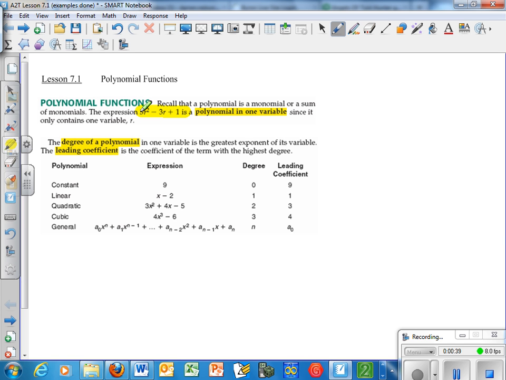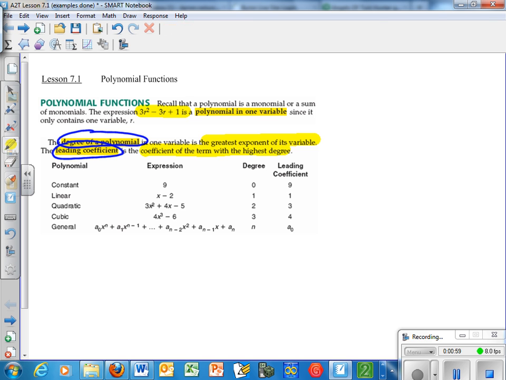But we can also look at other things here dealing with polynomials. We're going to look at the degree of a polynomial. You need to know how to find the degree, so we'll look at that here. The degree of a polynomial is the greatest exponent of its variable. The leading coefficient is the coefficient on the term with the highest degree. So let's look at some examples here.